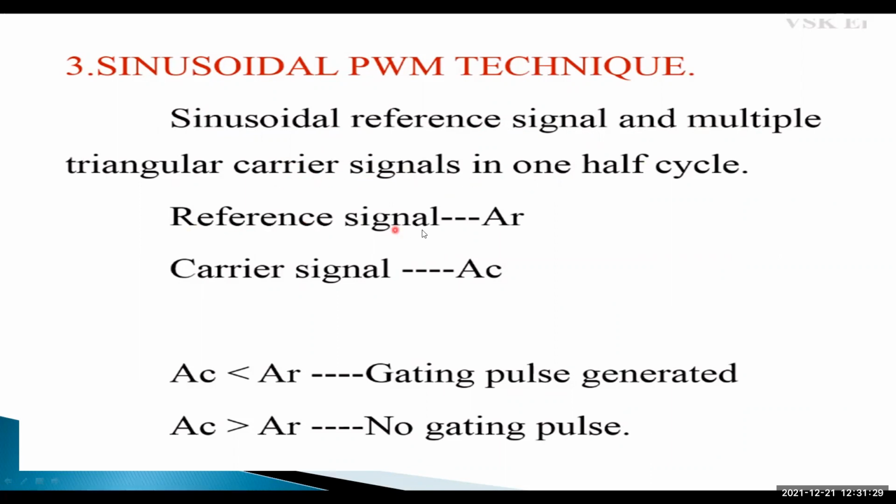So here the reference signal, same as previous, is denoted by AR, and the carrier signal is AC. If AC is less than AR, that is, the carrier signal is less than the reference signal, the gate pulse is generated.